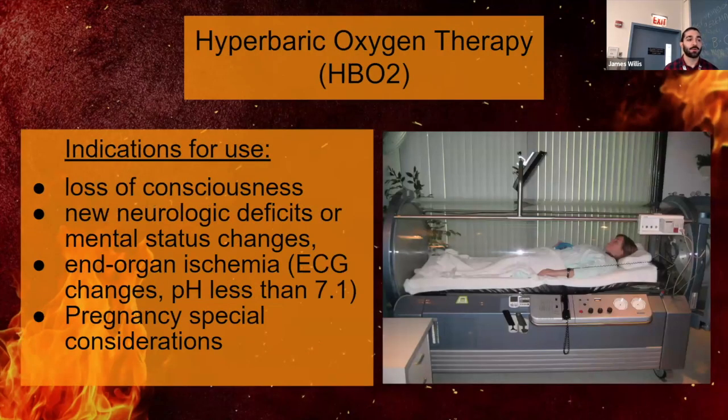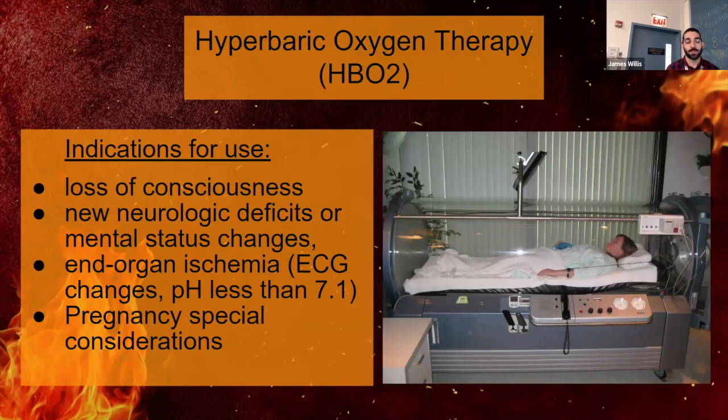One of the treatments to bear in mind for this is hyperbaric oxygen therapy. The decision to treat with hyperbaric oxygen can be controversial, but most experts agree that if there's loss of consciousness, either at the scene or at the hospital, if there's new neurologic deficits or mental status changes, if there's signs of end organ ischemia, such as EKG changes or low pH, or if the patient's pregnant, but mostly with a carboxyhemoglobin of more than 15%, then treatment's indicated.